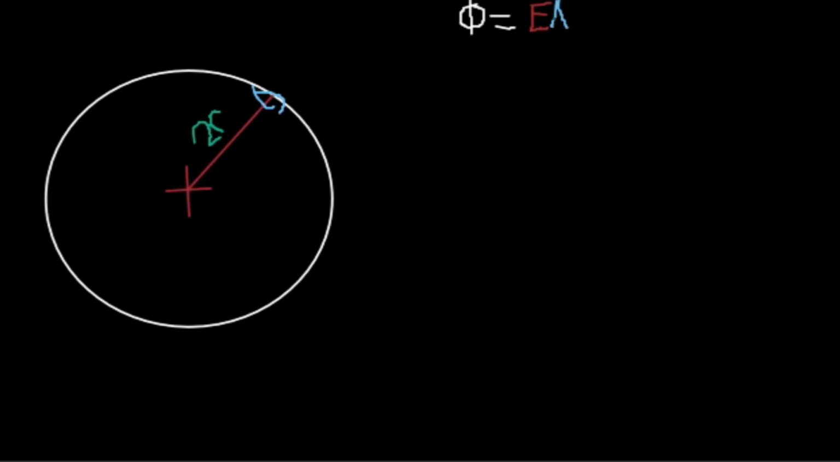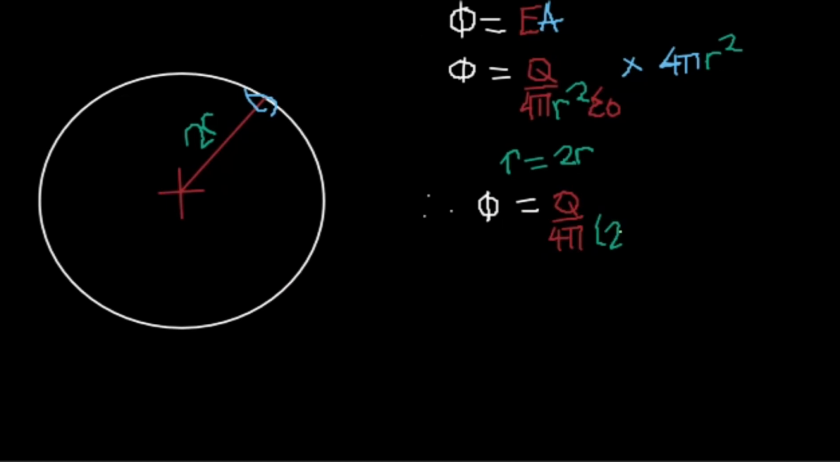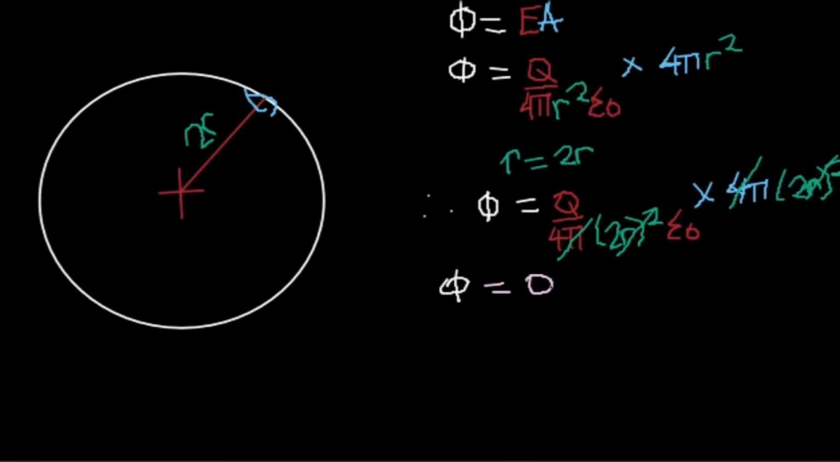E is Q over 4 pi r squared and A is 4 pi r squared. Substituting 2r for the radius, flux is equal to E over (4 pi (2r) squared) times epsilon naught, and A is equal to 4 pi (2r) squared. They are going to cancel out and we get, guess what, Q over epsilon naught.